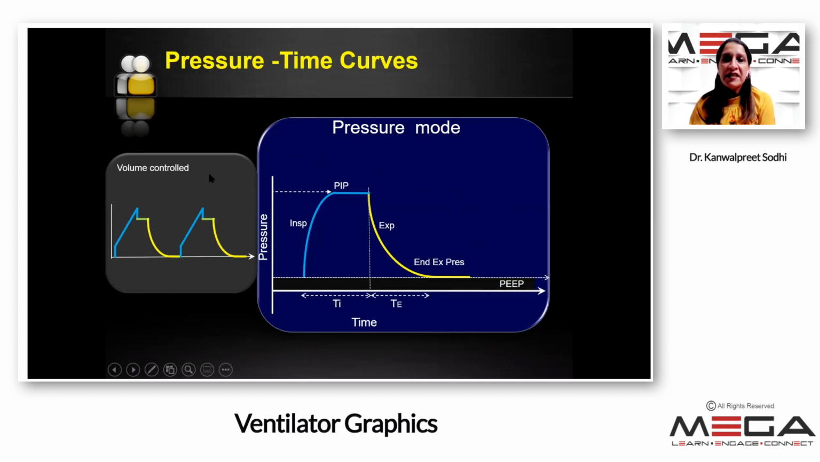What we can see, the pressure time curve in the volume control mode is this type of graphic, wherein there is a rise in the pressure during the inspiration, which will depend upon the preset tidal volume and how much pressure we reach to reach that preset tidal volume. And then there's a sharp rise in the pressure, which we term as the P plat or the plateau pressure, and then the expiratory phase.